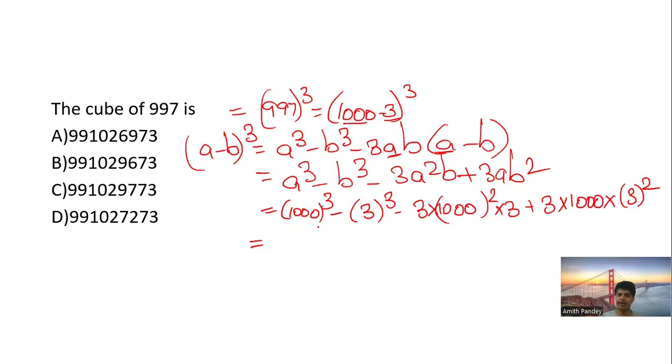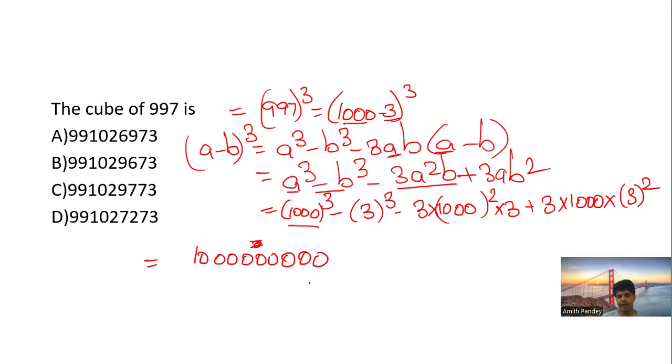If you try to expand this, what actually do you get? Now just remember one thing. After this, the next step is the answer. Why? You can see a cube minus b cube minus 3ab square. So if you observe the minus terms, let me write the plus terms here. 1000 cube means 1, 2, 3. How many zeros? 3 times. 1, 2, 3 and 1, 2, 3. Fine. This is the positive term.